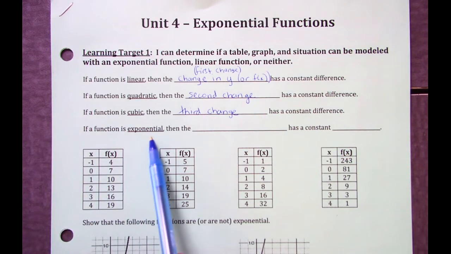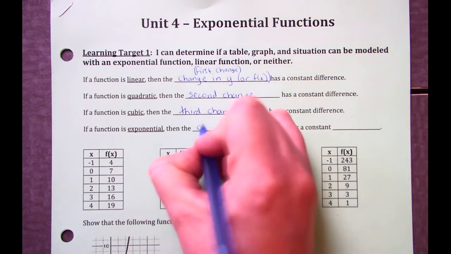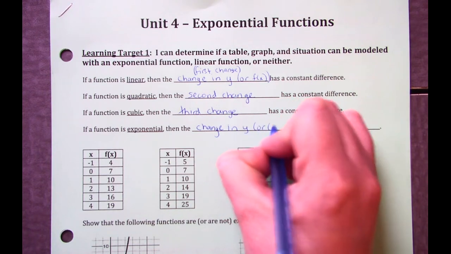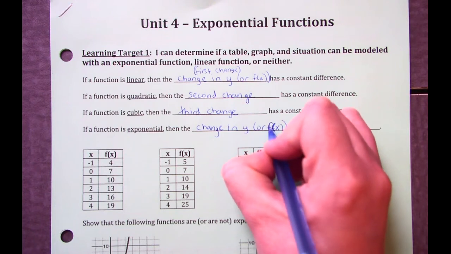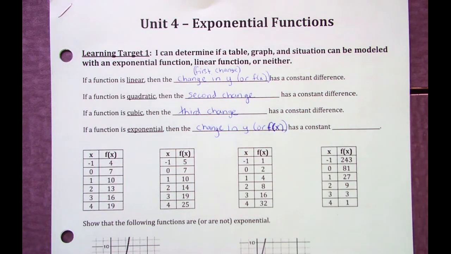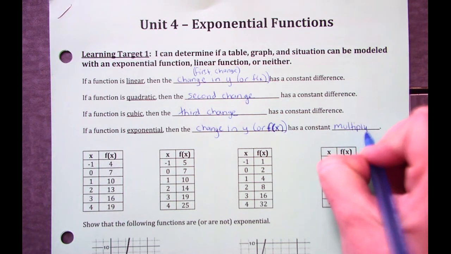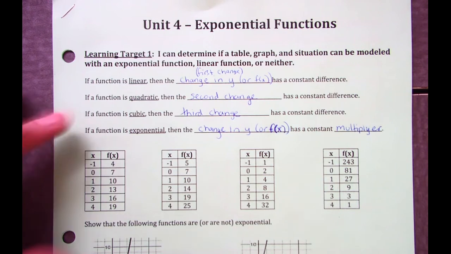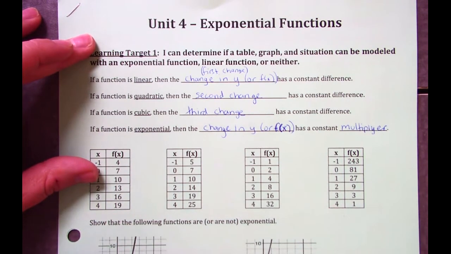If it's an exponential function, then the change in y, or really f of x there, has a constant multiplier. So let's look at some of these tables and see what we're talking about, because right now you might be feeling a little bit confused about this, but I think it'll all get cleared up in these tables.